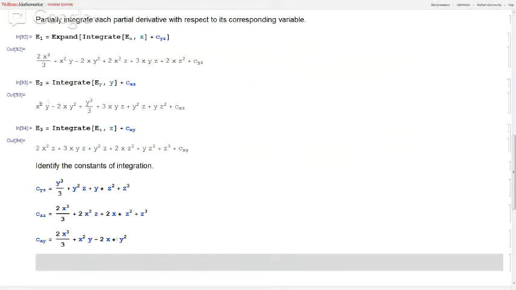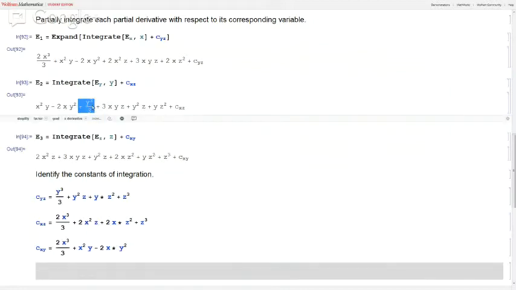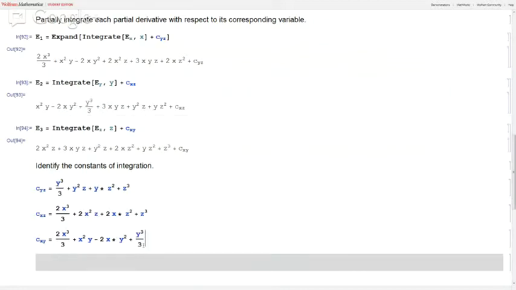Okay, now I'm looking at E2. I already have an x squared y, I already have a negative 2xy squared. I get to add a y cubed over 3. And then this depends on z, this depends on z, and this depends on z. Okay, these are my constants of integration.